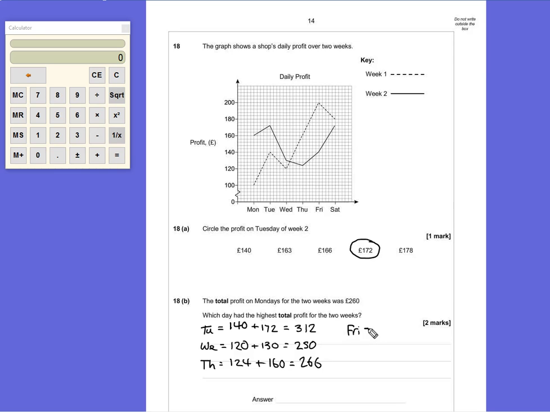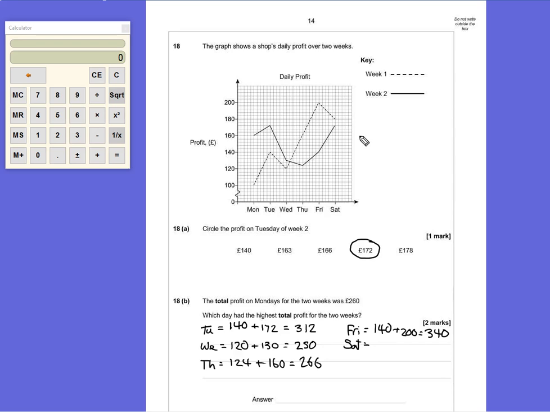So let's try Friday, which was my guess at potentially having the highest, because in week 1 they made a lot of money. So on Friday, on week 2, which is the lowest number, that was £140, and on week 1 it was £200. Altogether, that's 340, which is the highest so far out of those 5 days. But you cannot assume that this is the highest until you've checked all of them.